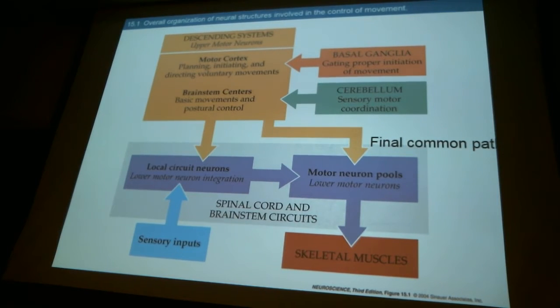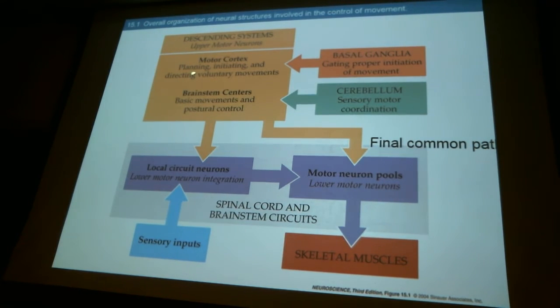Okay, so here's the overview that we showed at the very beginning of the first lecture on motor systems. So again, we have lower motor neuron pools interacting with local circuits in the spinal cord, receiving sensory input, and then providing a muscle movement output. These receive descending input from these upper motor neuron units, the motor cortex and the brainstem centers that we just covered. Okay.